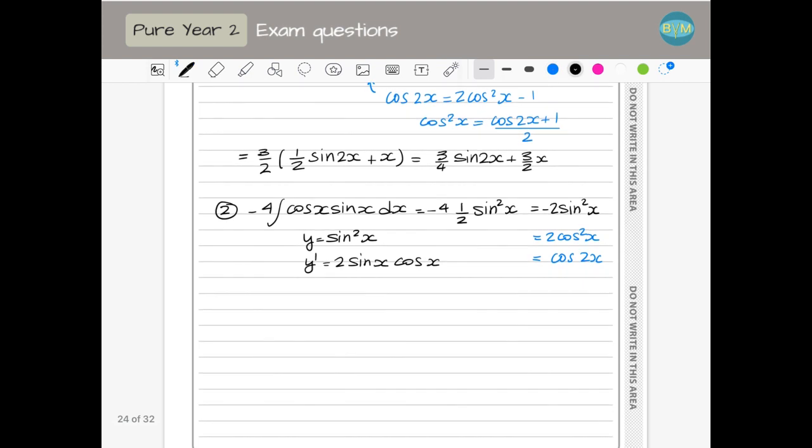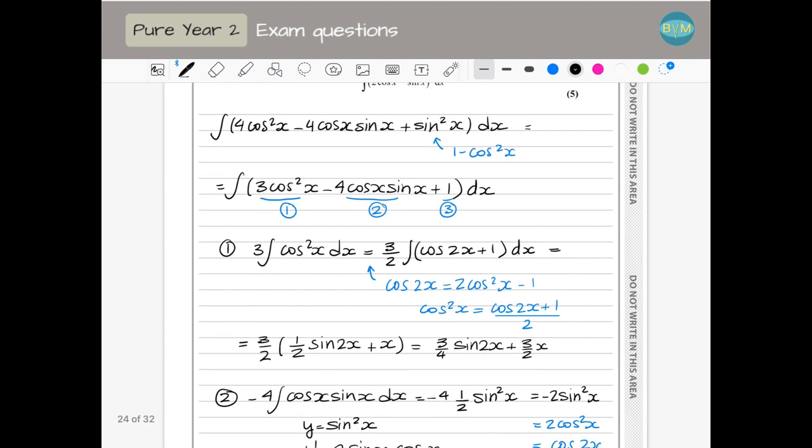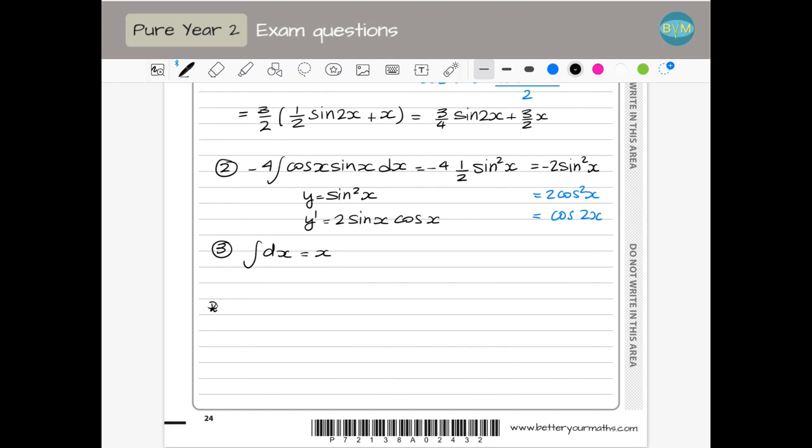So number 3, it's quite simple, is the integral of dx, which is x. So I'm just going to put the 3 of them together. So this integral is going to be number 1, which is 3/4 sine 2x. I'm just copying from here, plus 3/2 x, plus number 2, which is minus 2 sine squared, and plus number 3, which is x.